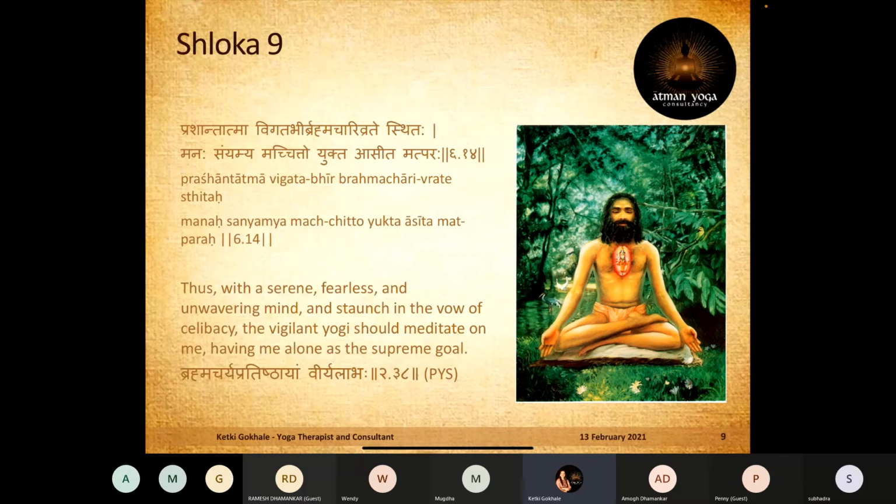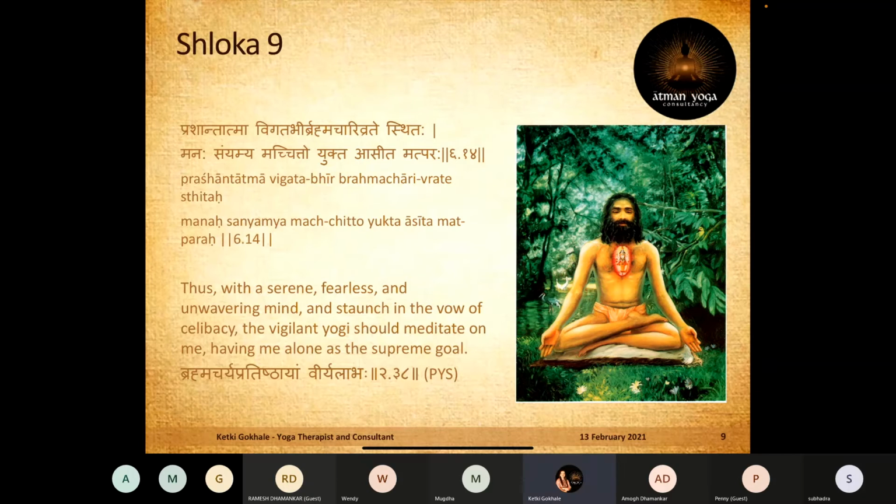And then Shloka 9 says, Prashantatma vigatabhihi brahmachari vrate sthitah, manah samyamya mach-chitto yukta aseeta mat-parah.